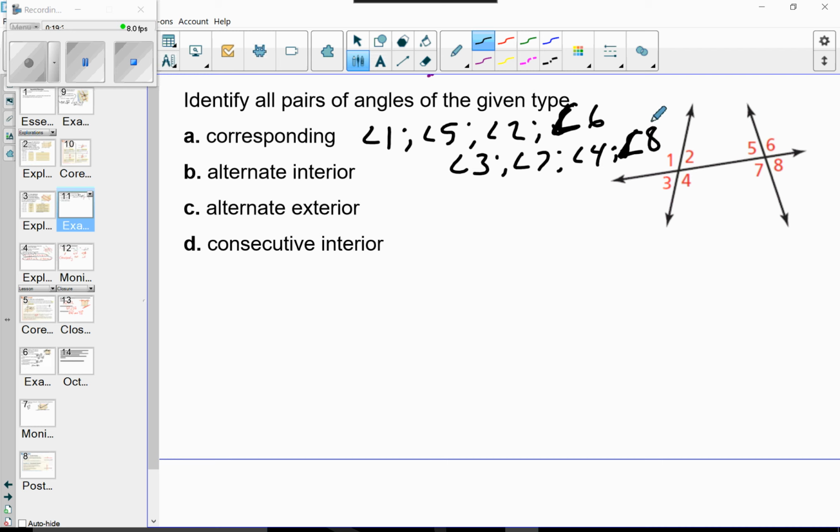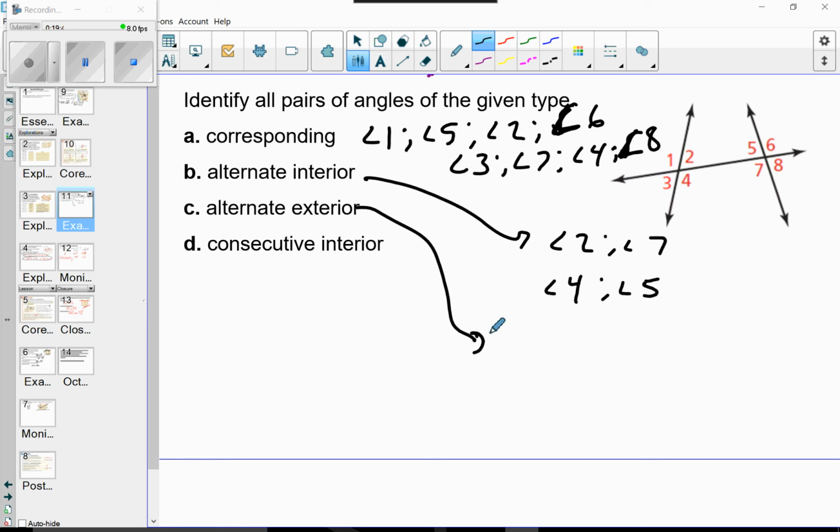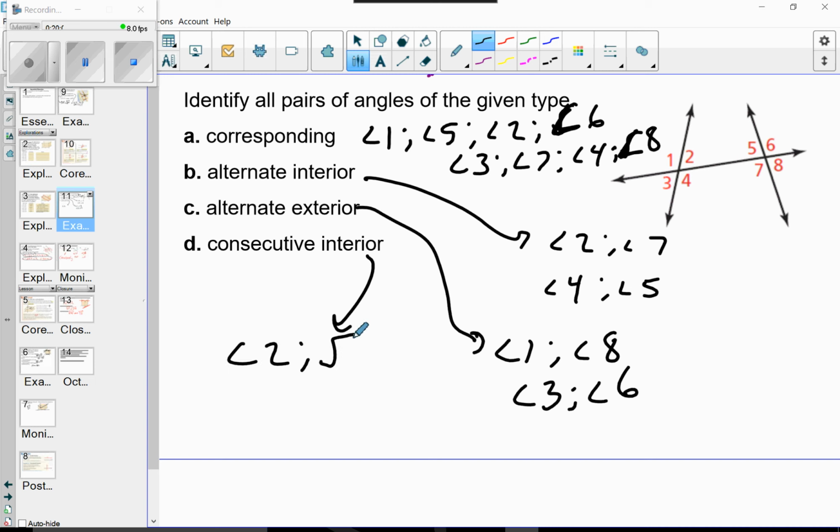Same side, same position. Alternate interior, we don't have a lot of those, but we do have angle 2 and angle 7, and angle 4 and angle 5. And then next to last, alternate exterior is going to be 1 and 8, 3 and 6. And then finally, the consecutive interior, we're going to go 2 and 5.